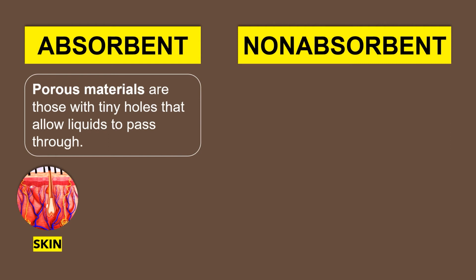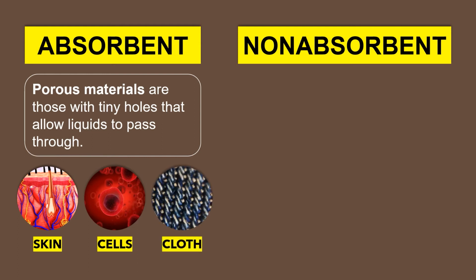Like our skin, our cells are also absorbents. They have semi-permeable membranes that allow chemicals to pass in and out of the cell system. Lastly, a cloth is also absorbent. When you take a closer look at it, you can see tiny spaces between each thread.